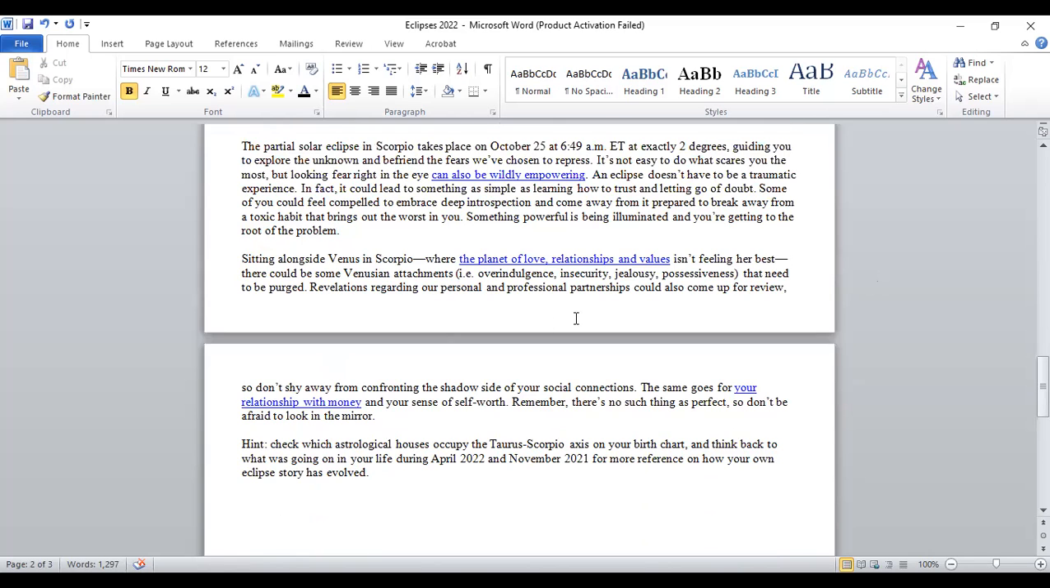Now, one more thing, which is very interesting, because we just saw it when we looked at the chart. Sitting alongside the sun in Scorpio is Venus, the planet of love, relationships, and values, and she isn't feeling her best. She's under the spotlight, in her place of detriment there. There could be some Venusian attachments, overindulgence, insecurities, jealousy, and possessiveness that need to go, that need to be purged. So Venus, maybe money, power, control, extortion-type tactics, forcing things, because again, we showed you Venus right there being burned out by the sun.